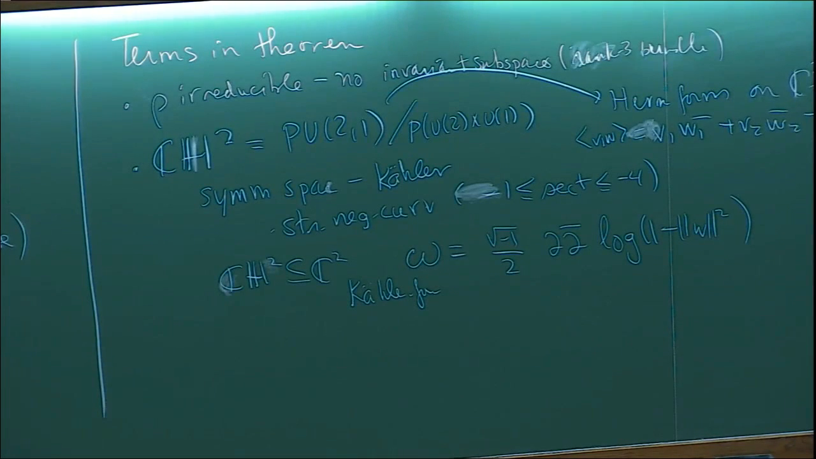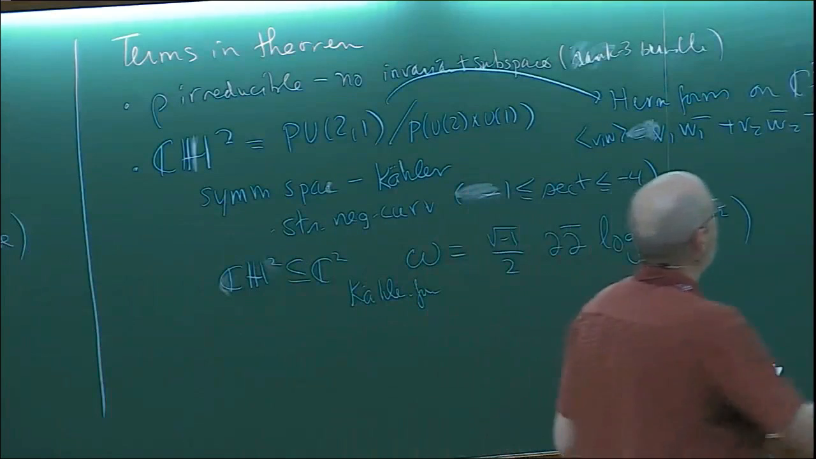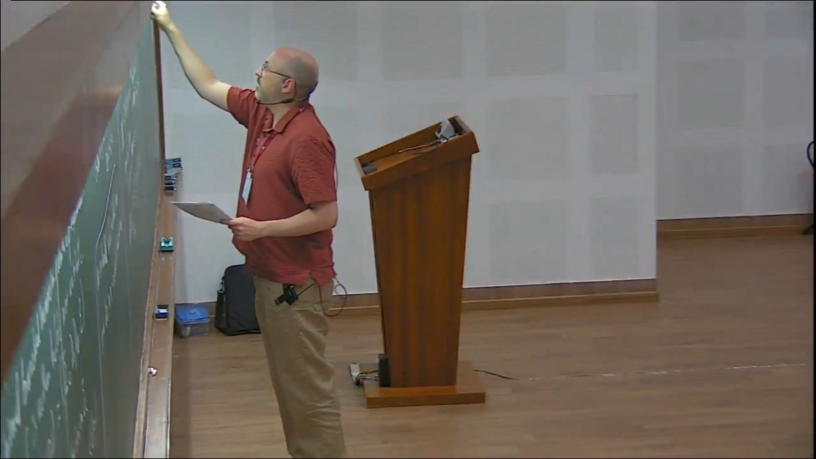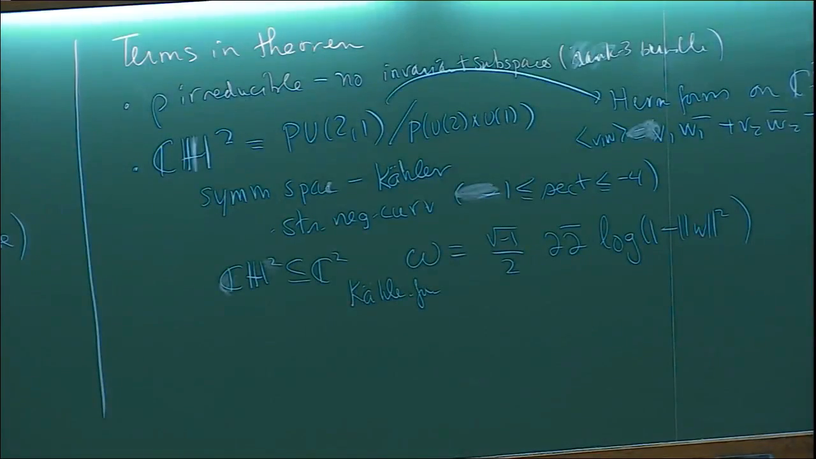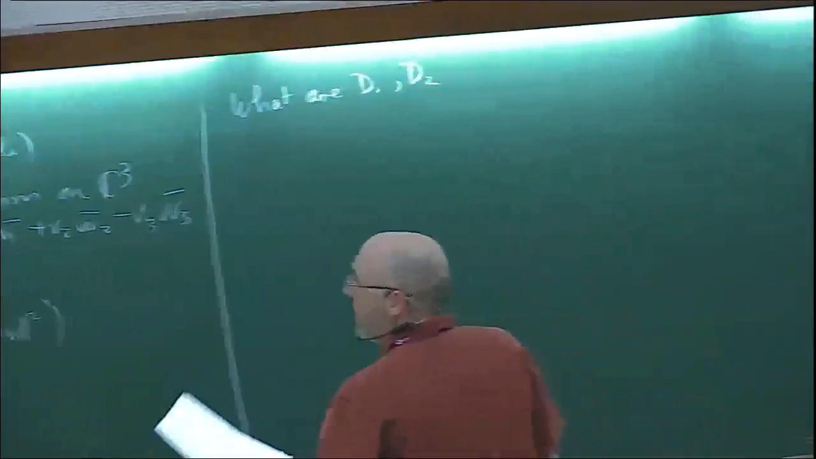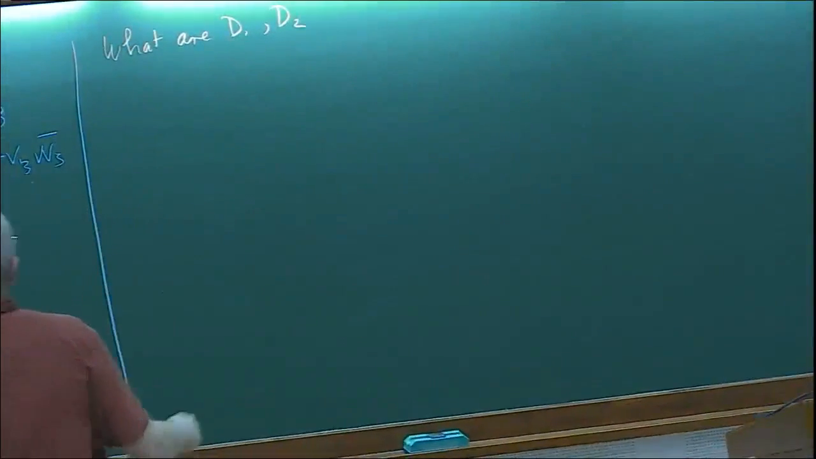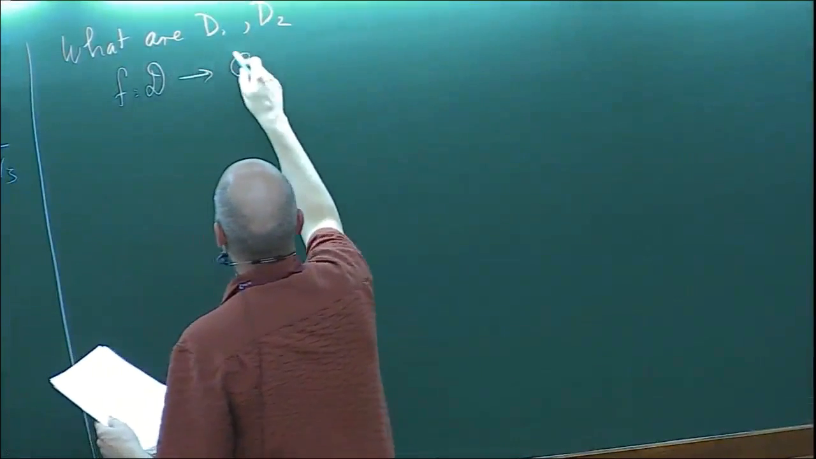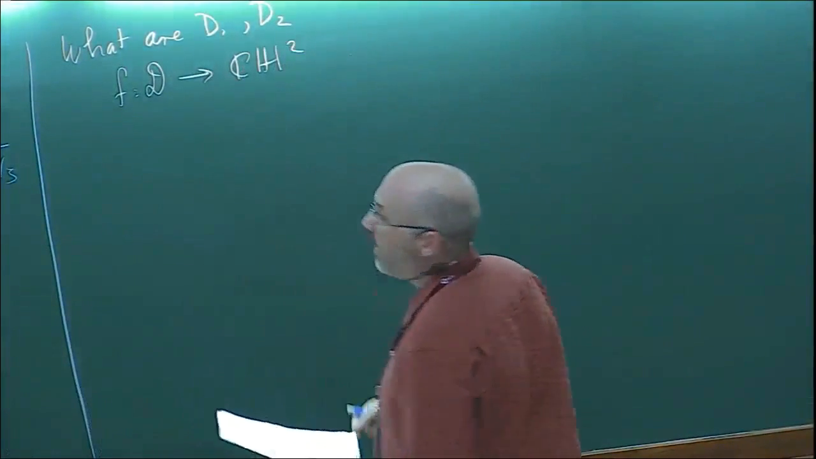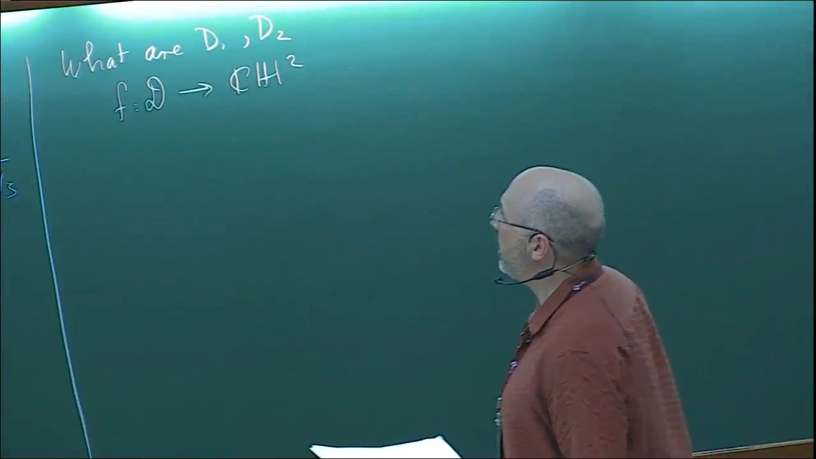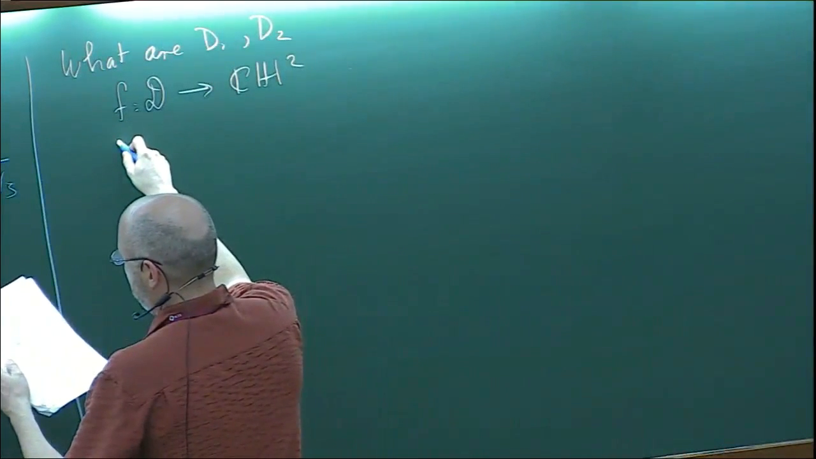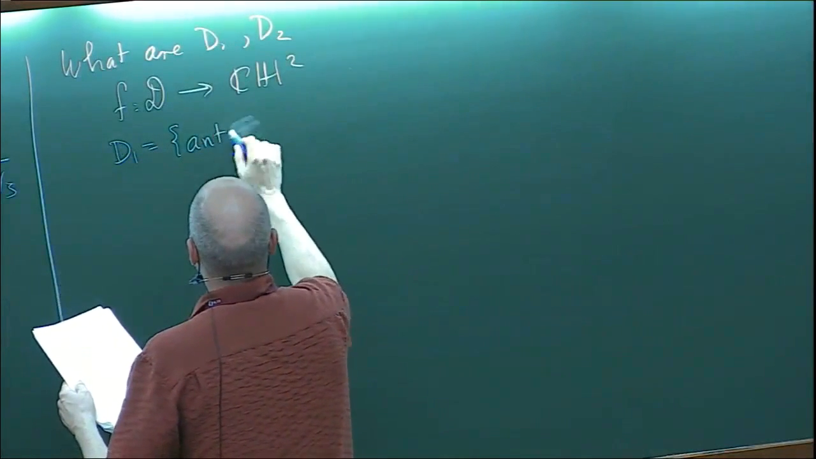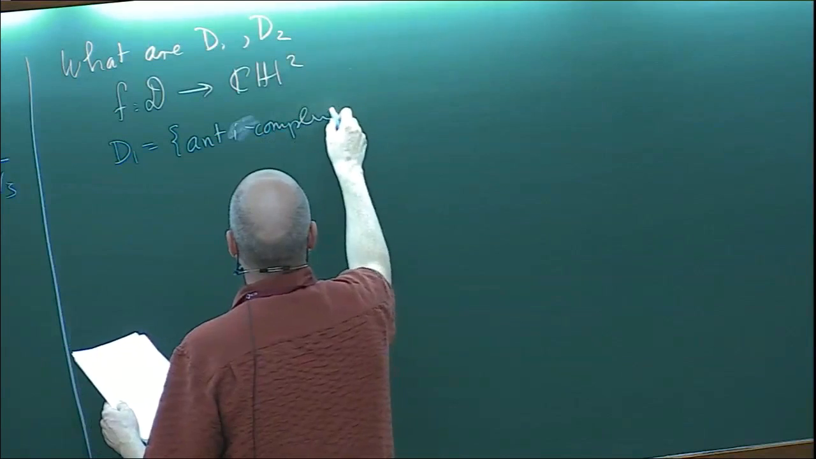Let's see. One of the main things to explain is what these divisors D1 and D2 are. In general, you have this map F from the disk into CH2, and we're assuming it's not holomorphic or anti-holomorphic. In particular, we can say that D1 is the set of anti-complex points.